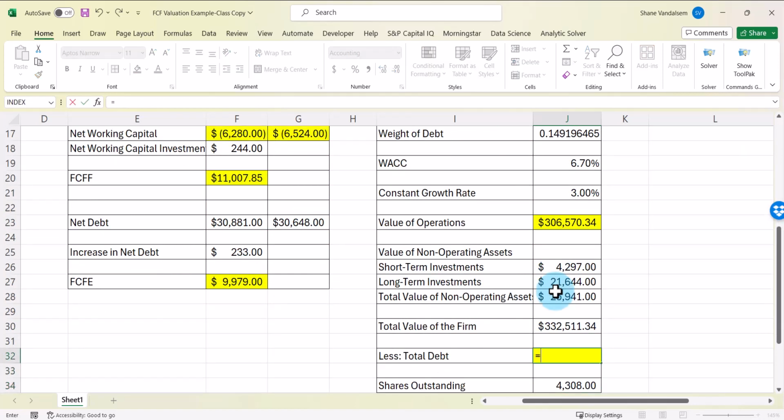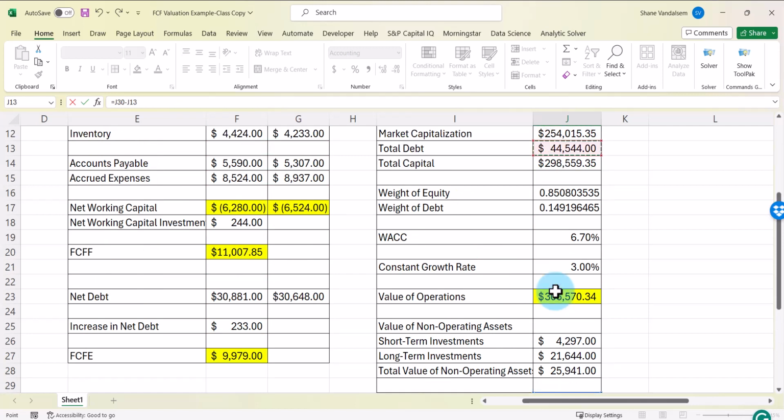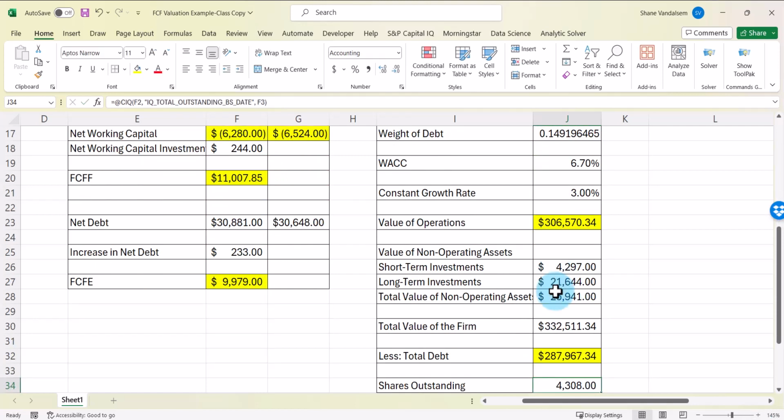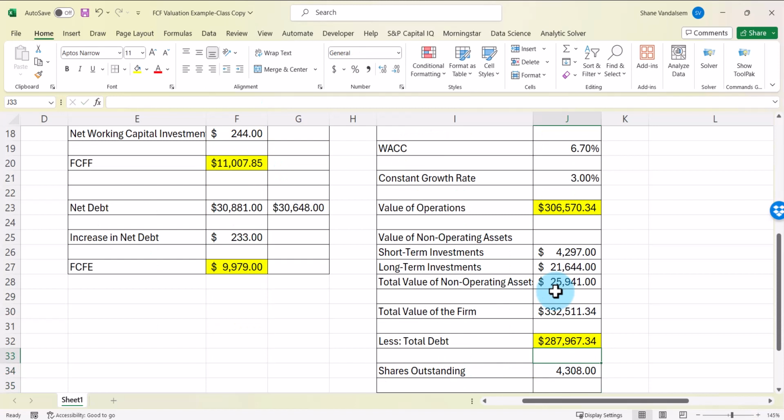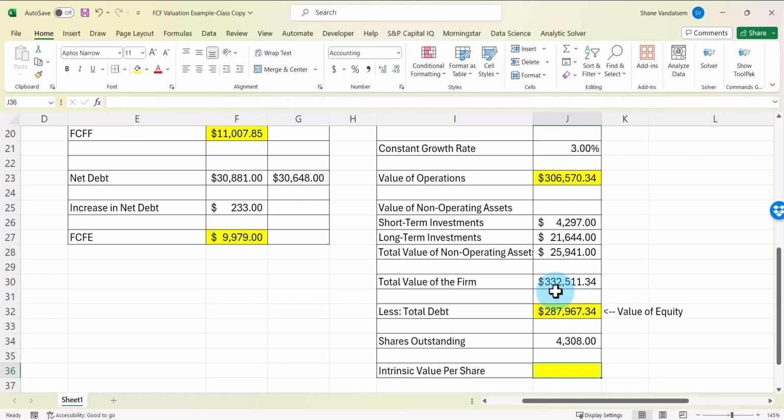And so we're going to take the total value of the firm and subtract out that $44.5 billion. So we get a value of equity for the firm of $288 billion approximately. So our intrinsic value per share is going to be the value of equity divided by the number of shares outstanding, or $66.84.